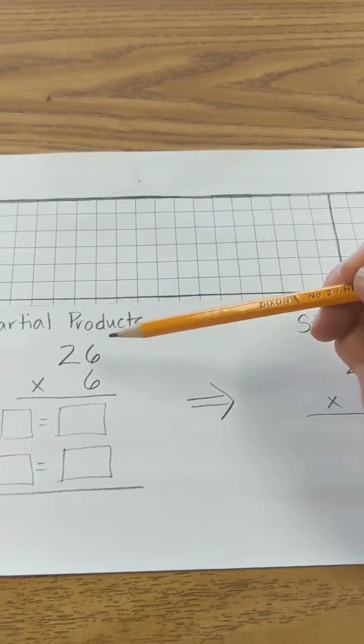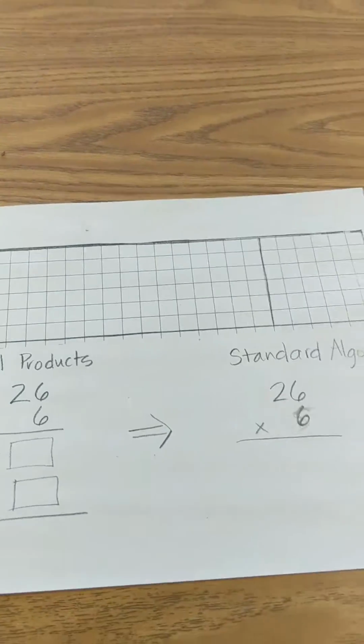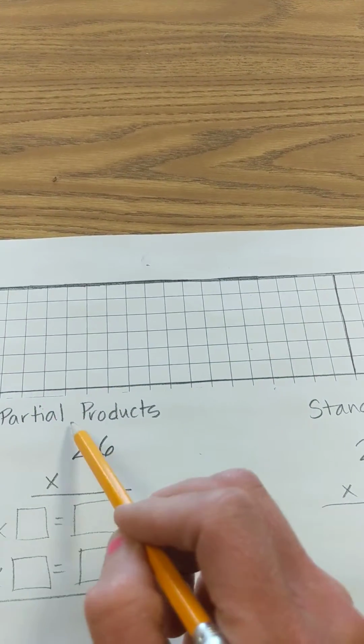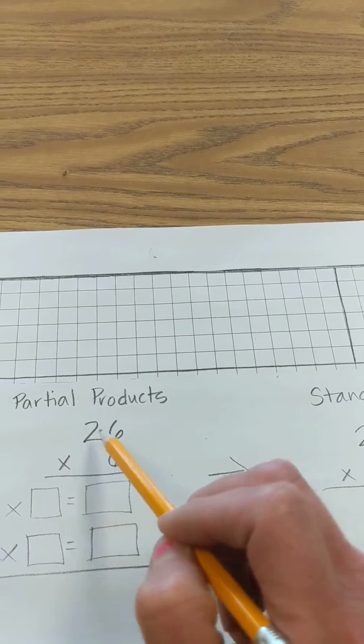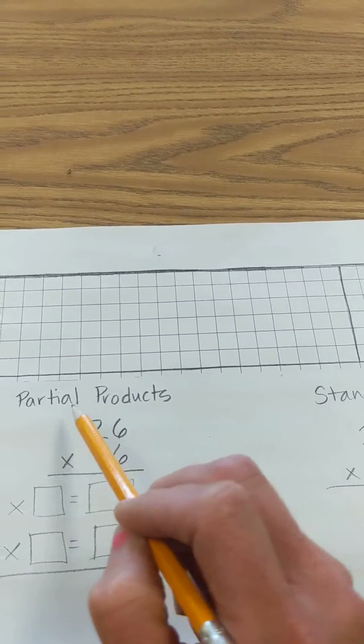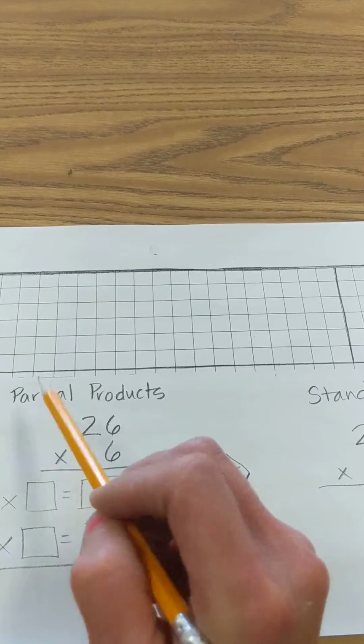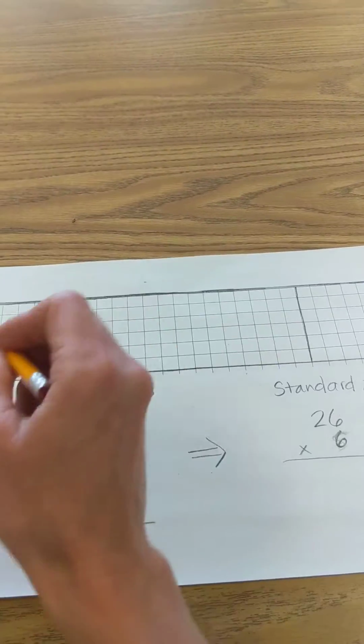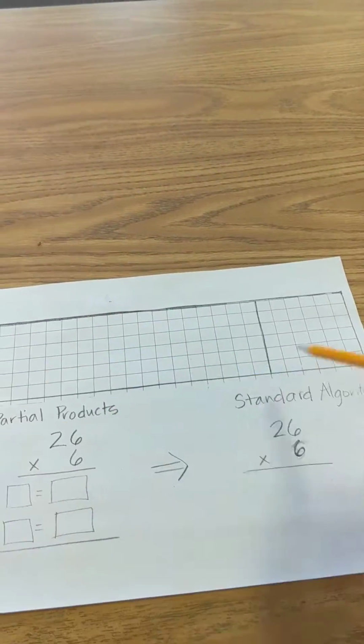All right, hopefully you guys have talked that through. If you need to, pause the video. All right, next step. We are going to start multiplying this out using the partial products. We're going to take this number 26 and break it up into parts to make it easier to find the total product of this huge array.